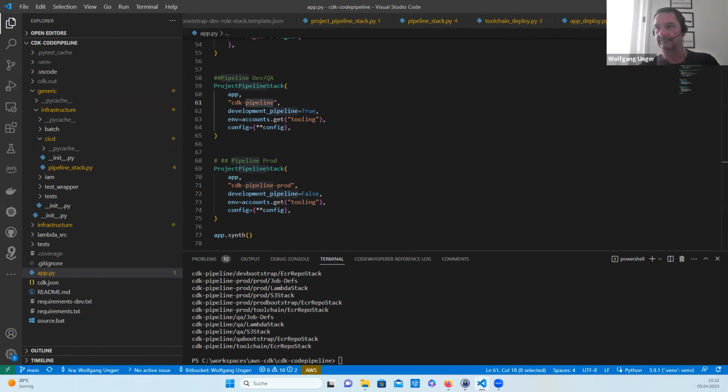You mentioned at the beginning about Terraform, right? I myself worked with Terraform before, and so what do you think is the biggest advantage of CDK compared to Terraform?